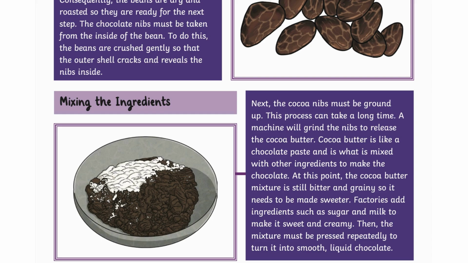At this point, the cocoa butter mixture is still bitter and grainy, so it needs to be made sweeter. Factories add ingredients such as sugar and milk to make it sweet and creamy. Then the mixture must be pressed repeatedly to turn it into smooth liquid chocolate.